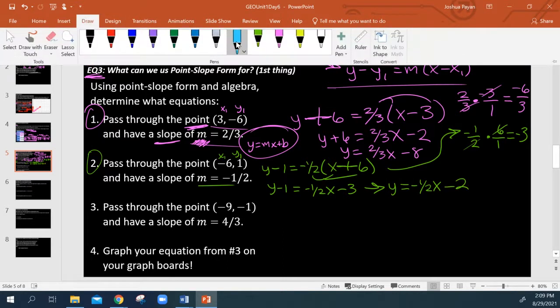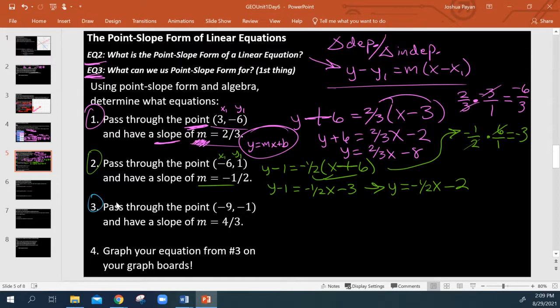Okay, next one down. So here we have another example. We're passing through the point negative 9 by negative 1, and we have a slope of 4/3, right? So again, x1, y1, y minus y1. So we know that's going to be a double negative. I'm going to go ahead and write it that way. Is equal to m times x minus x1. So x is negative 9. That's a double negative again. Go ahead and fix that.